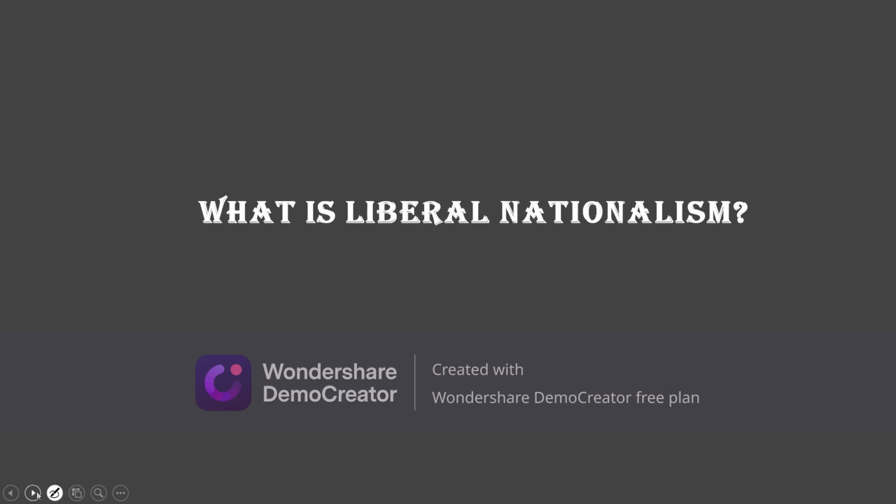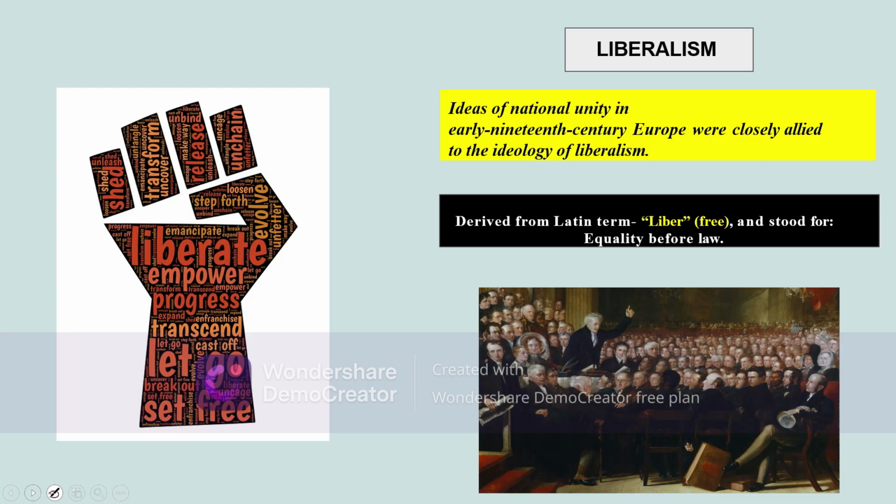What is liberal nationalism? This is our next topic. First, let us understand what is liberalism. Ideas of national unity in early 19th century Europe were closely allied with the ideology of liberalism. Liberalism, this word is derived from a Latin term liber. Liber refers to free and stood for equality before law. So freeing is referred to as liberalism.